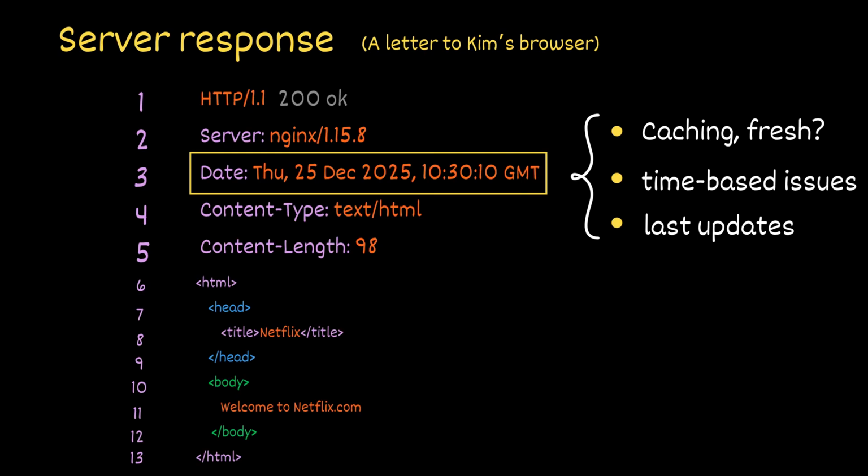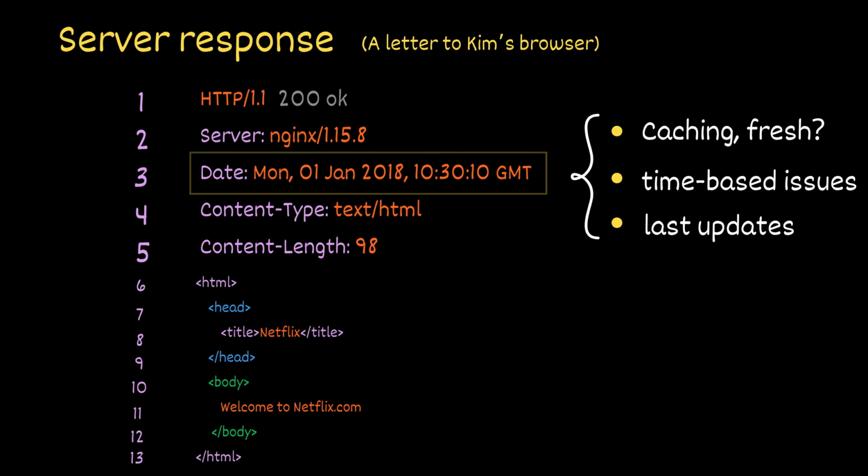If the time is far off or wrong, it could suggest server misconfiguration or even that the system hasn't been updated in a while. For example, if you see a server still returning dates from 2018, it might be running outdated software, which could mean unpatched vulnerabilities are hiding underneath. It's a small detail, but in hacking, small details can open big doors.